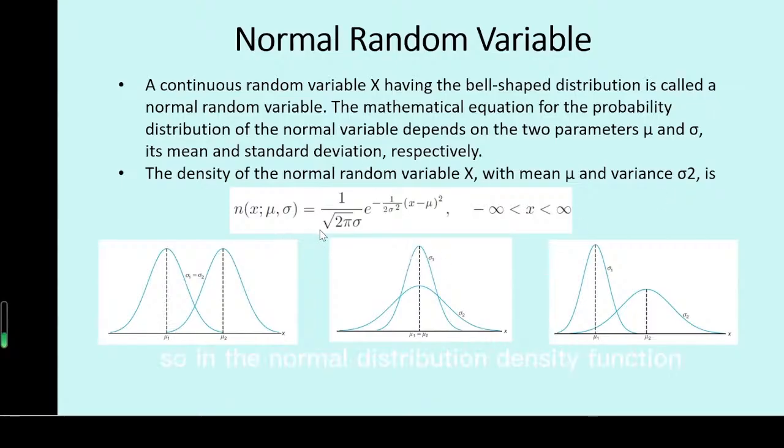So in the normal distribution's density function, the density is 1 divided by the square root of 2 pi times sigma, this part in the denominator, then times e to the power of minus 1 divided by 2 sigma squared, times (x minus mu) squared. And the variable for the normal distribution can be any real number from negative infinity to positive infinity.